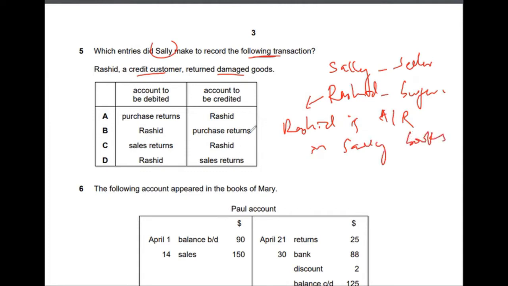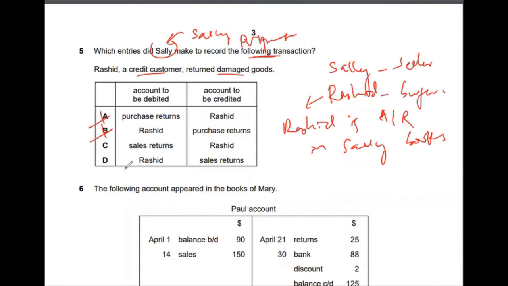If you just go through the options here, you can actually eliminate some of them. For example, this is not a purchase return. This is a sales return in Sally's book, because the question is from Sally's perspective. So you can eliminate the first two options, option A and option B. Now you're down to 50-50, option C and option D.